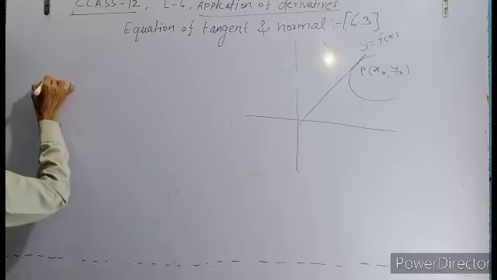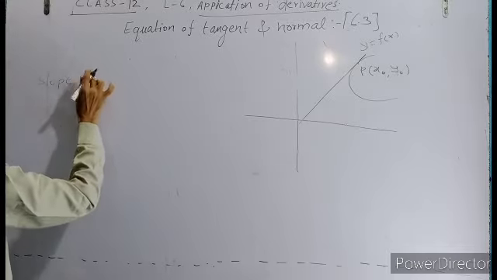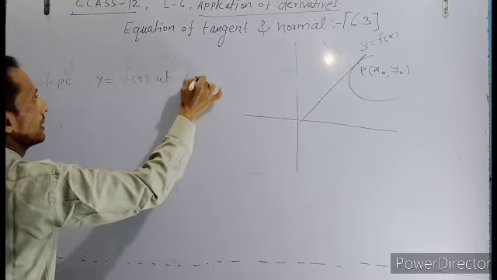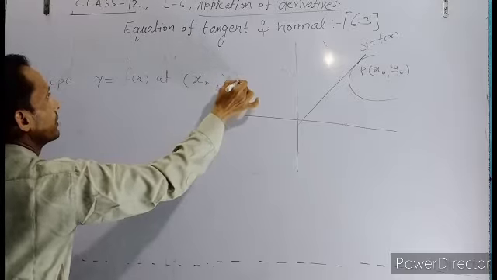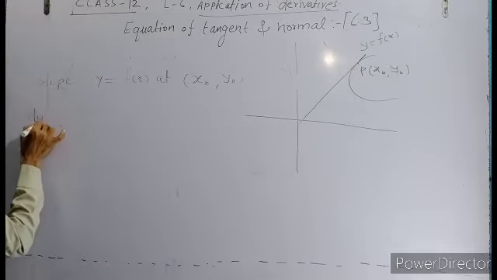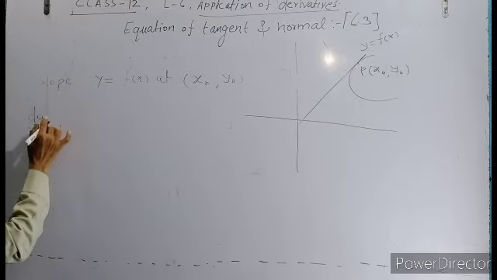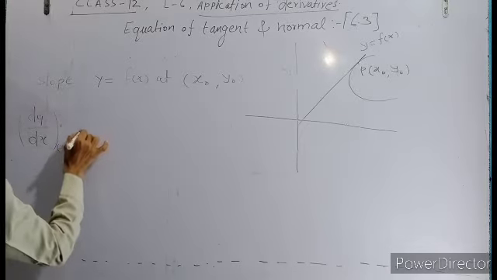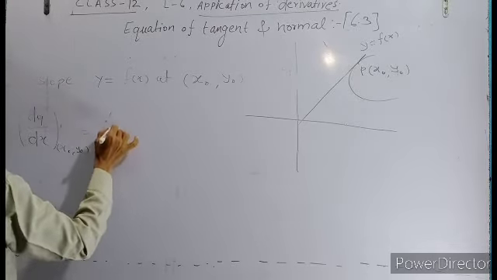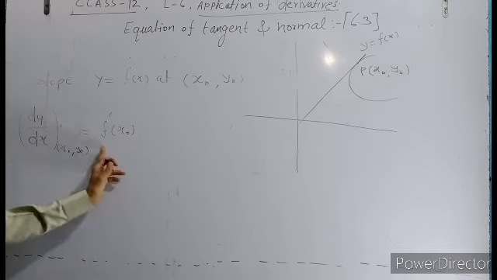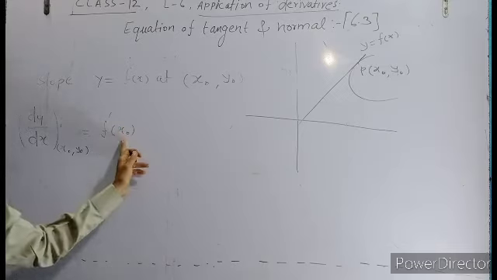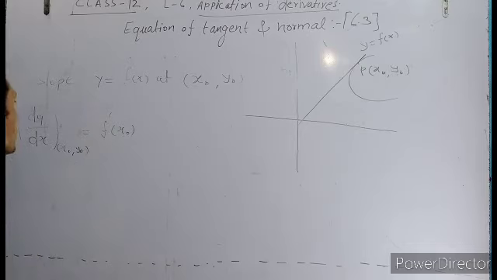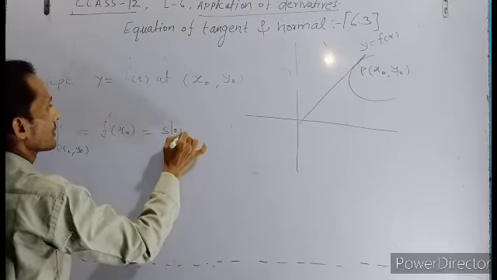So what is the slope representation? Slope of y equal to f of x at x0 and y0 will be dy by dx. Okay, dy by dx at the point x0 and y0 is given by f dash x0. First you find out the first derivative, then put the value in place of the x variable, whatever x0, put the value of x. So in this way we can find the slope.